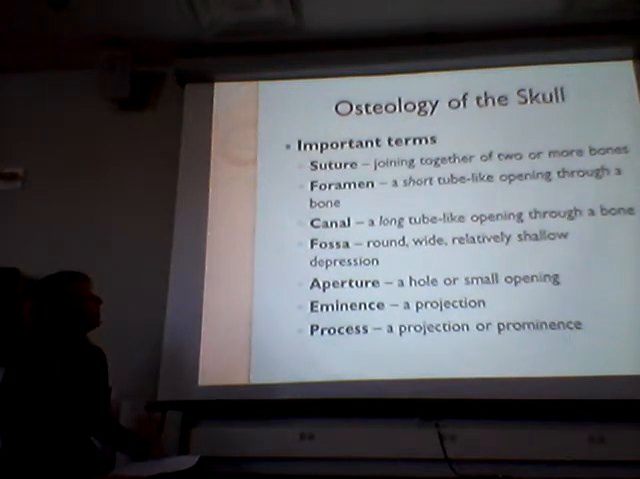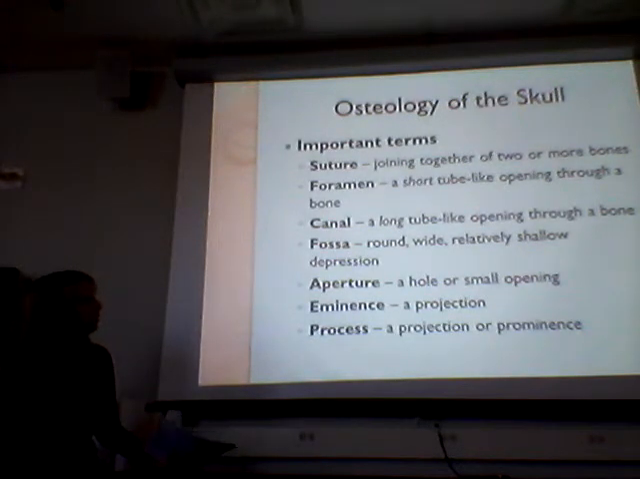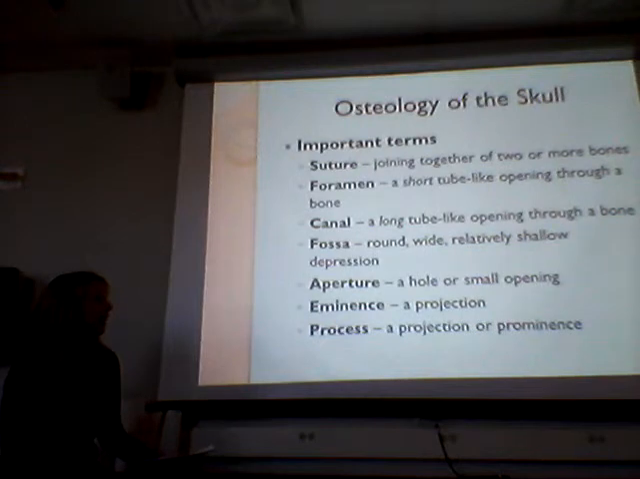Okay, important terms. And you guys probably know these inside out and backwards, but we'll just go over them one more time. We've got the suture, which is the joining together of 2 or more bones. We've got foramen, a short tube-like opening through a bone. A canal, which is a long tube-like opening through a bone. Fossa, round, wide, relatively shallow depression. Aperture, a hole or small opening. Eminence, a projection. And process, a projection or prominence. And these all describe landmarks.